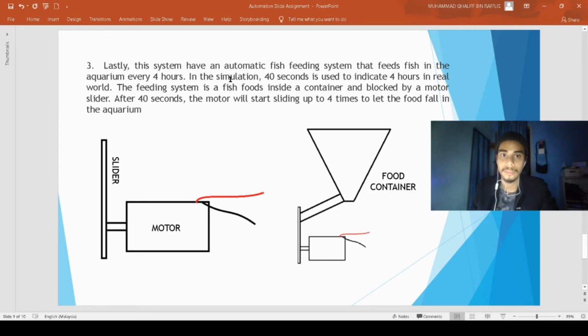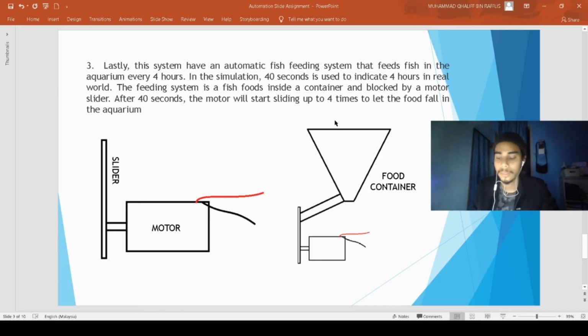In the simulation in CX Programmer, 40 seconds is used to indicate 4 hours in the real world. The feeding system is fish food inside a container blocked by a motor slider. After 40 seconds, the motor will start sliding up to 4 times to let the food fall into the aquarium. Thank you, that's all from me.